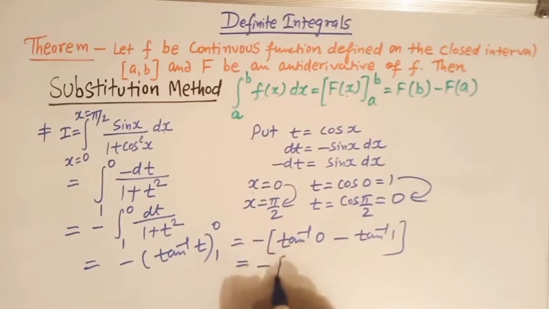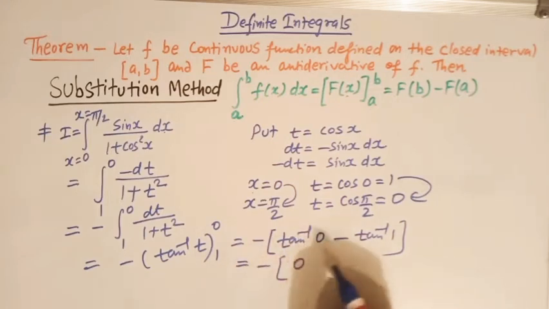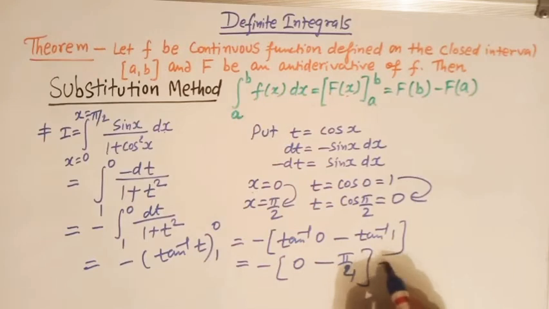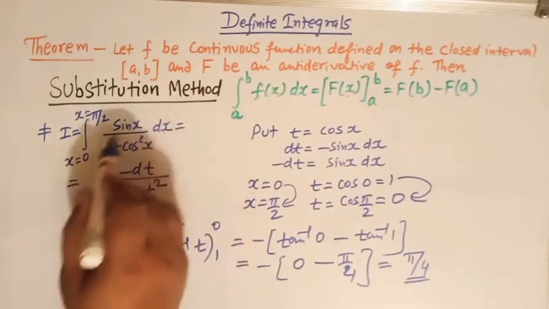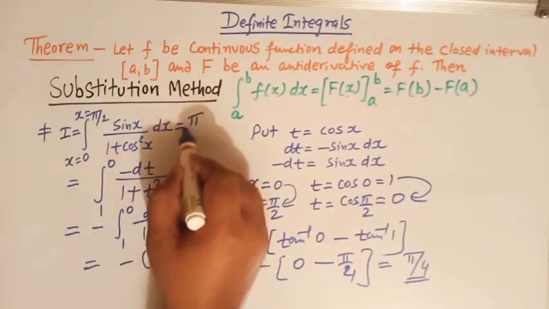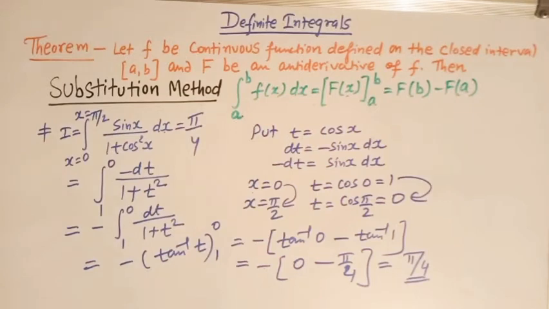Here tan inverse of 0 is 0, and tan inverse of 1 is pi by 4, and now minus and minus is plus, so we have pi by 4. So the value of this integral is pi by 4.